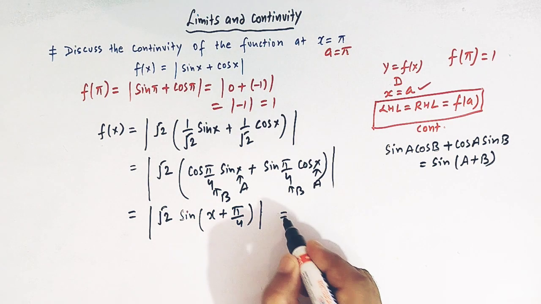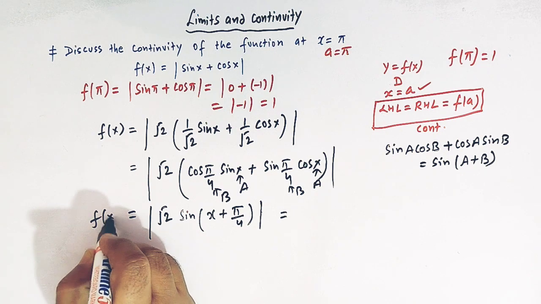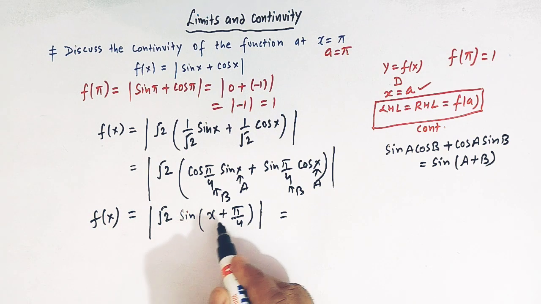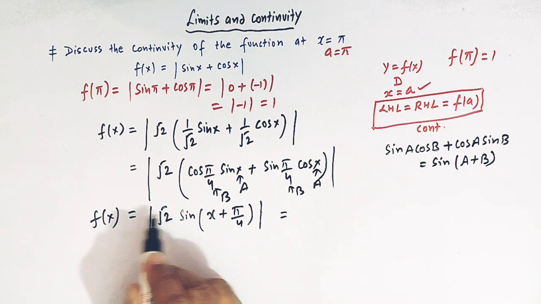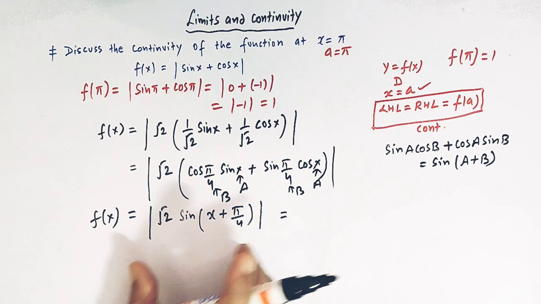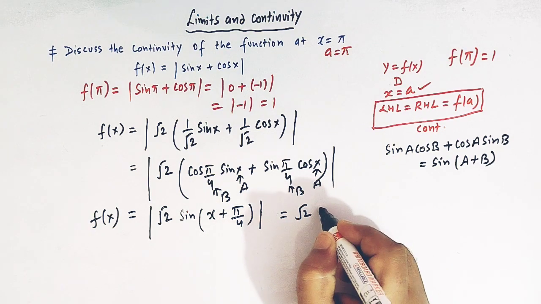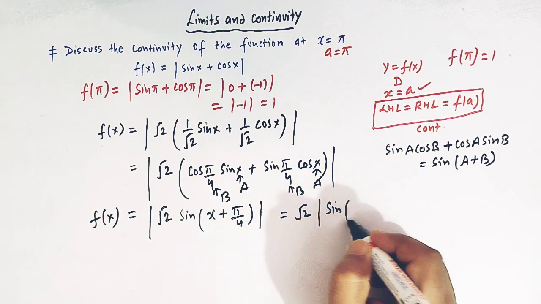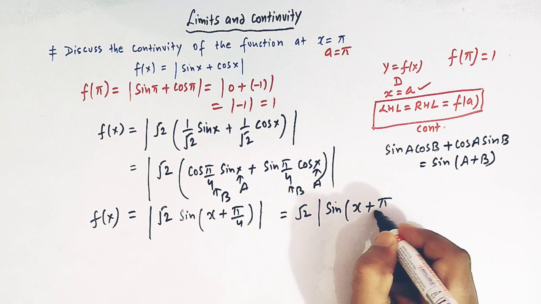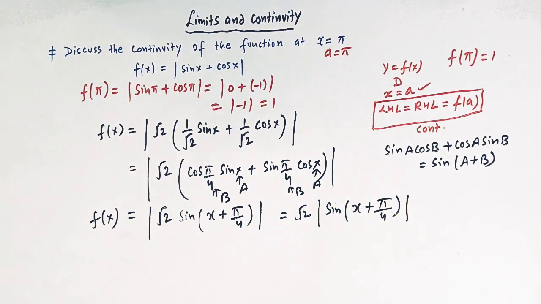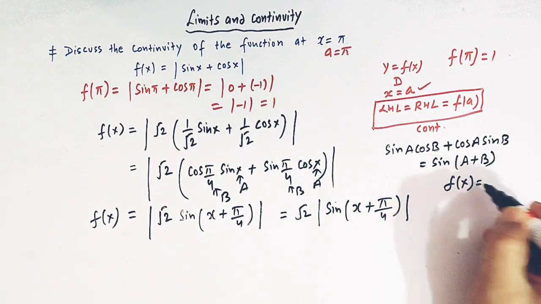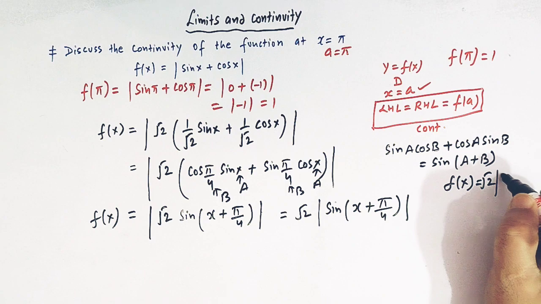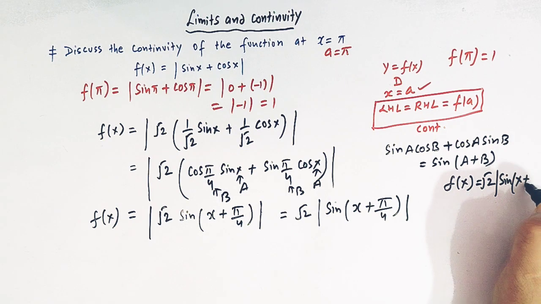Now we have f of x is equal to mod of square root of 2 sine of x plus pi by 4. Now let us take root 2 out of the mod function symbol. So we can write square root of 2, and here we have mod of sine of x plus pi by 4. So we now have f of x is equal to square root of 2 times mod of sine of x plus pi by 4.